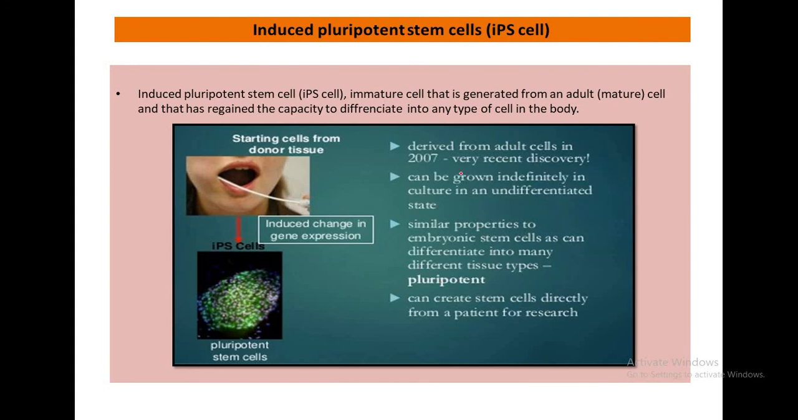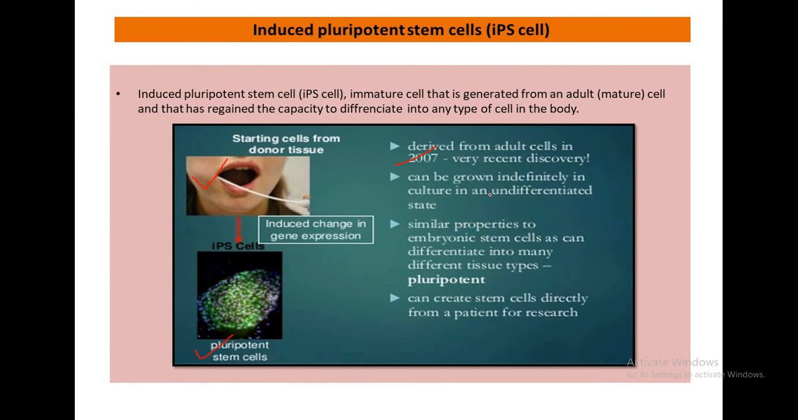Now in this picture you can see the starting cells from the donor tissue. This is the donor person. So this includes a change in the gene expression in these induced pluripotent stem cells, the structure of the pluripotent stem cell. Induced pluripotent stem cells were derived from adult cells in 2007. It was a very recent discovery.